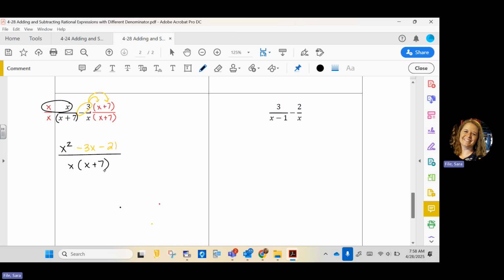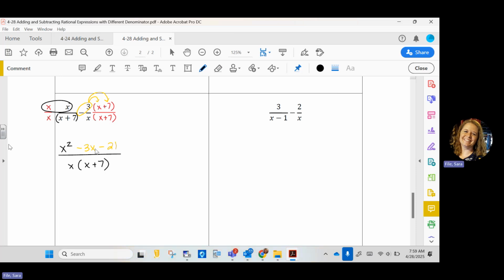Notice I'm leaving my denominator in this factored form. I'm not going to distribute that x because then I just factor it back out later. Because remember, we want the numerators and denominators in factored form so we can see about reducing. Okay, so I leave the denominator factored.